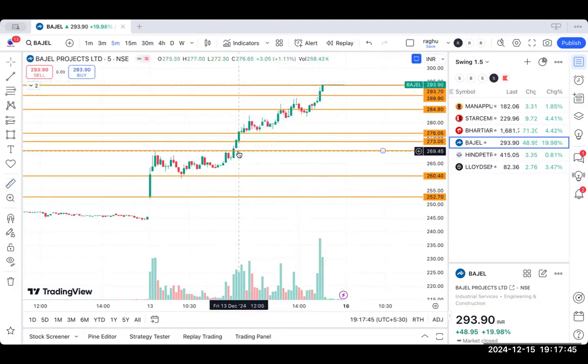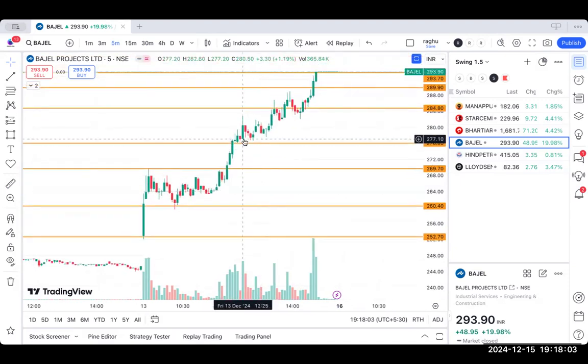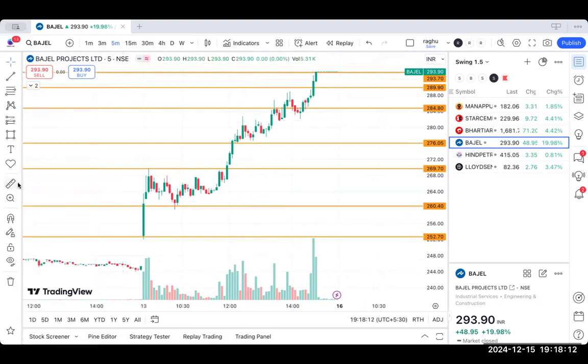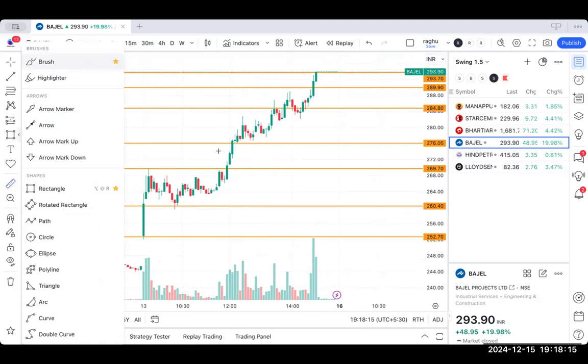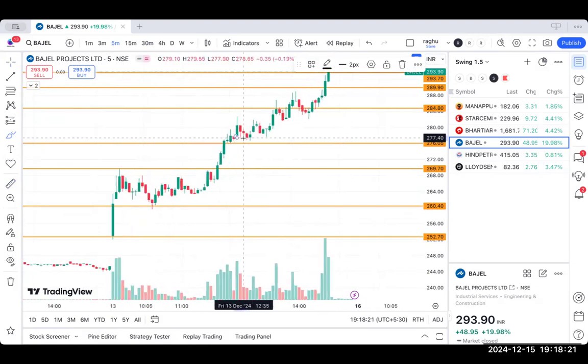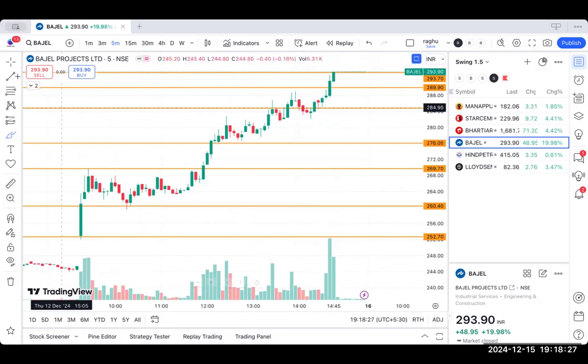Now, how to trail? Once you take the entry here, 269, let's remove this level. It is too early. This is your first target. Now, once your first target is achieved and you get a closing candle above the first target, this is your closing candle. Can you see this? Oh, where is the pen? Where is the brush? Okay. See here, this is your closing candle. Can you guys observe here? Yes, yes. Pakka closing candle. You need a closing candle. You can't just take the trade without a closing candle.